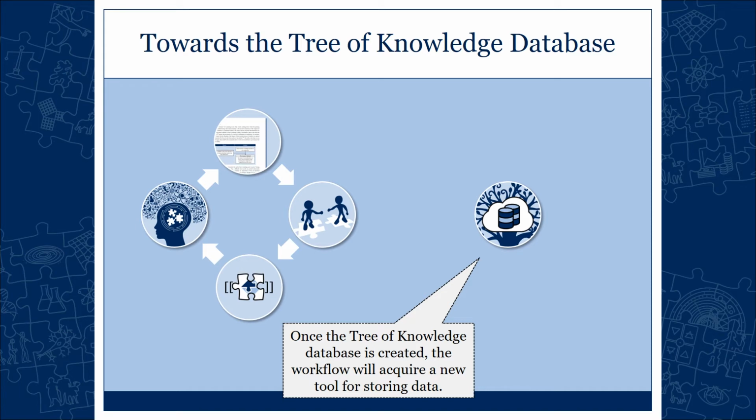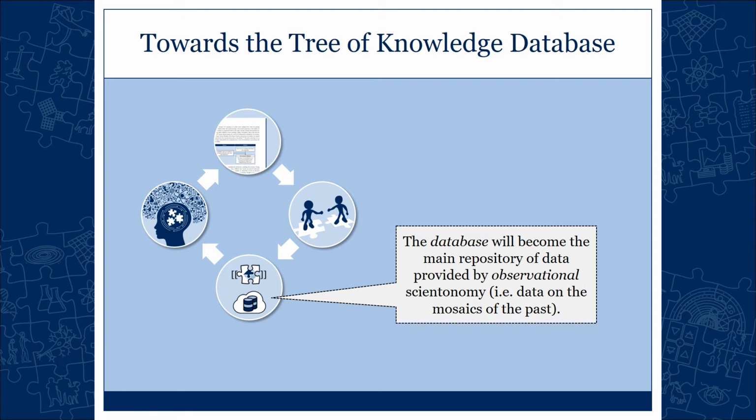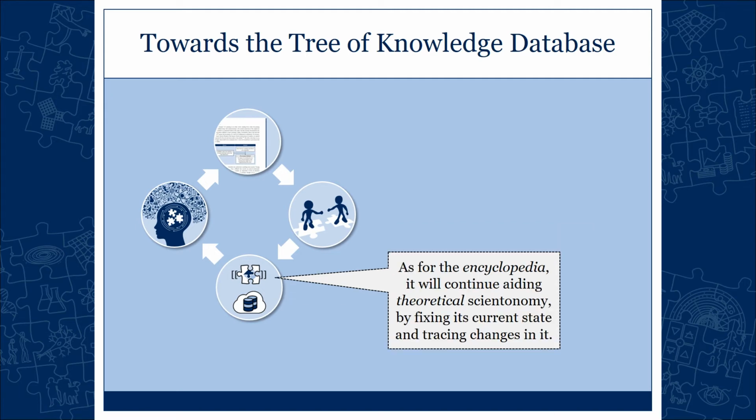Once this tree of knowledge database is created, the workflow that we have is going to acquire a new tool for storing data. It's going to work in partnership with the encyclopedia. The database is going to be the main repository for all of the data in observational scientonomy, data on the mosaics of the past. And then the encyclopedia will continue to help us fix the current state and trace changes in theoretical scientonomy.